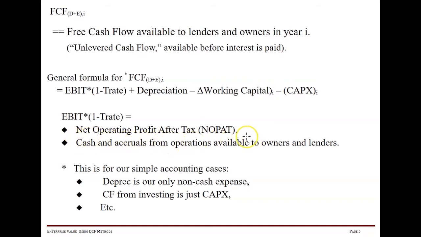And as always, EBIT times 1 minus the tax rate is equal to our net operating profit after tax. So whenever one is talking about NOPAT, they just mean EBIT times 1 minus the tax rate, or this works out mathematically to be EBIT minus tax on EBIT if you just do the algebra on this. And that represents the cash and accruals from operations available to owners and lenders. So one little caveat here, I have the star here.